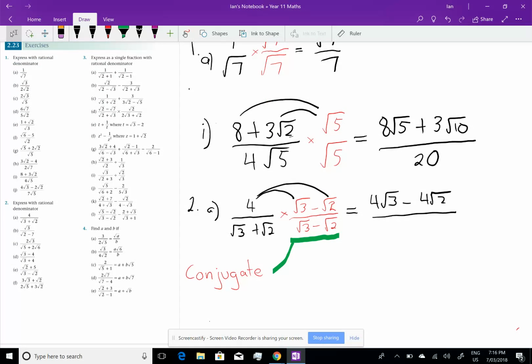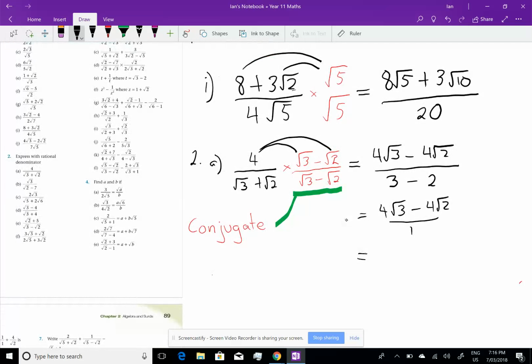So this will mean I get the first thing squared. Well, root 3 squared is 3, and root 2 squared is 2, and it's the difference, so I subtract them. So I get 4 root 3 minus 4 root 2. 3 minus 2 is 1. And when I divide anything by 1, it's just whatever is on the numerator. I don't need the 1 there. Well, that's A. C is pretty much similar.